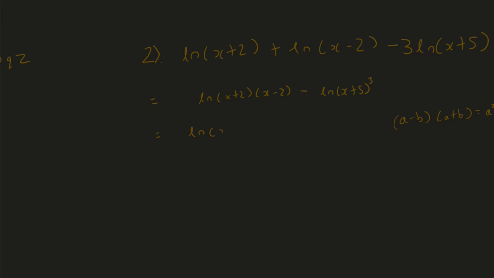So the first term becomes a squared, that is x squared, minus b squared, that's 2 squared, which is going to be 4, x squared minus 4, and ln of x plus 5 cubed. Using the quotient property, this can be written as x squared minus 4 upon x plus 5 cubed. This is the single expression for the above separated logarithms.